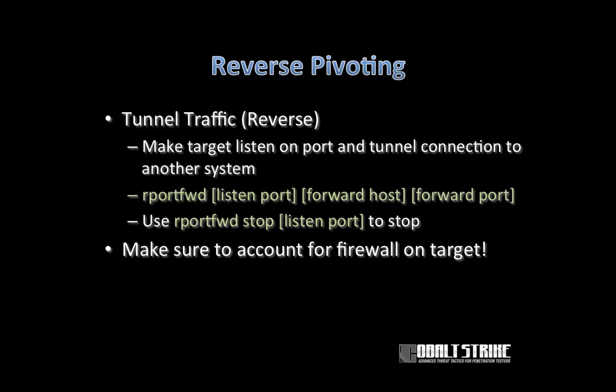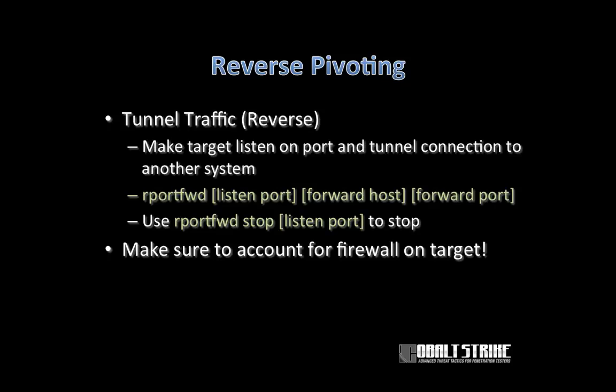Let's talk about reverse pivoting, turning a compromised system in blue space into a redirector for some sort of service in red space. You can do this with the rportfwd command. This command sets up a reverse port forward. The first option is the listen port, the port that the compromised system will receive connections on, and the second parameters are the forward host and forward port. These parameters specify where Cobalt Strike should forward any connections that come to this listen port on the compromised system. You can stop a reverse port forward with the rportfwd stop command as well.